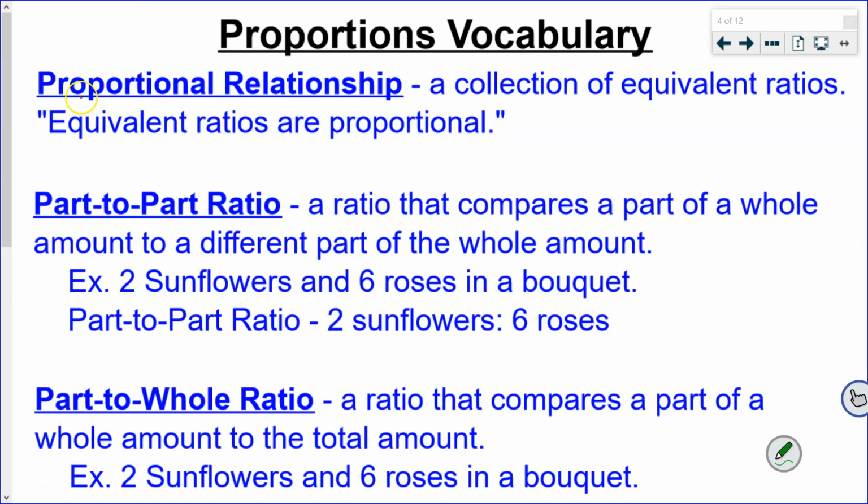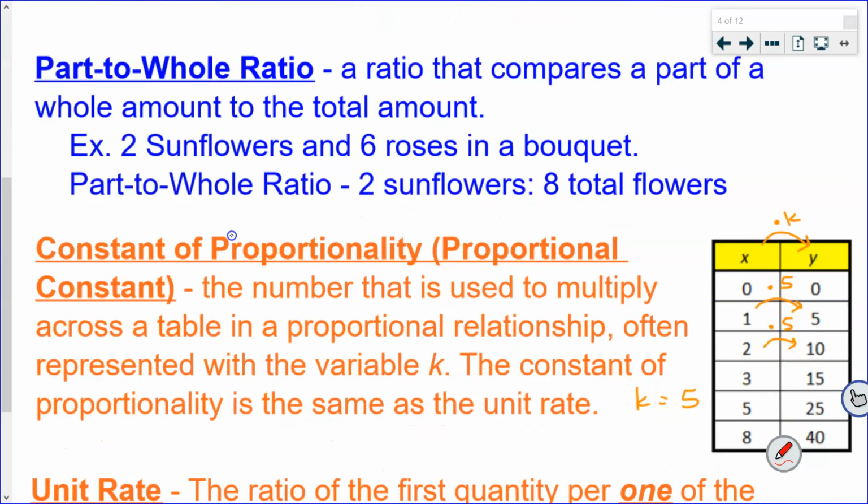The first is a proportional relationship. A proportional relationship is a collection of equivalent ratios. We've been talking about proportions for so long that maybe we forgot that we started by looking at equivalent ratios. I've put in here, equivalent ratios are proportional. This just means if we have something like 1 sunflower to 3 roses, an equivalent ratio of 2 sunflowers to 6 roses, that's proportional. We have equivalent ratios. I'm going to skip these part to parts and part to whole for a little bit.